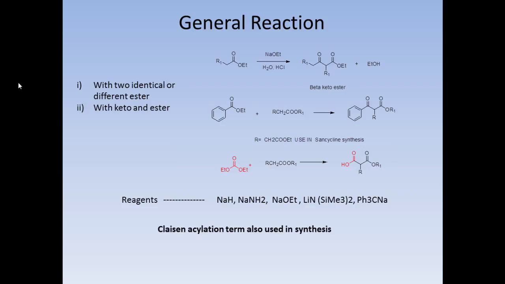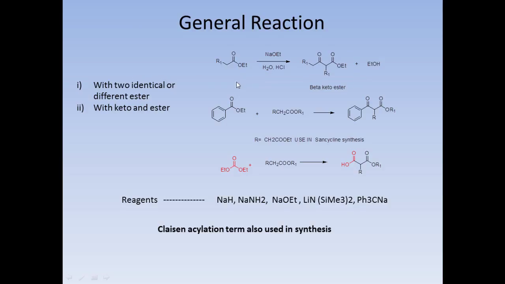So this is the general reaction of the Claisen ester condensation. This is an ester condensation. Two identical or two different esters can be combined here. So here two molecules of this ester combine to give the beta keto ester as the product.